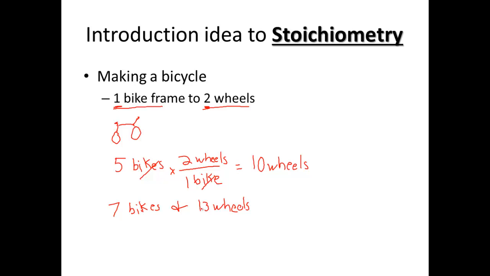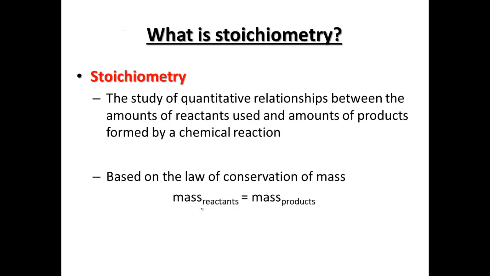To move into our chemical ideas of what stoichiometry is: stoichiometry is the quantitative, meaning numbers, relationship between the amount of reactants used and the amount of products formed during a chemical reaction. So we're going to be dealing a lot with the actual numbers of materials used during our chemical reaction.